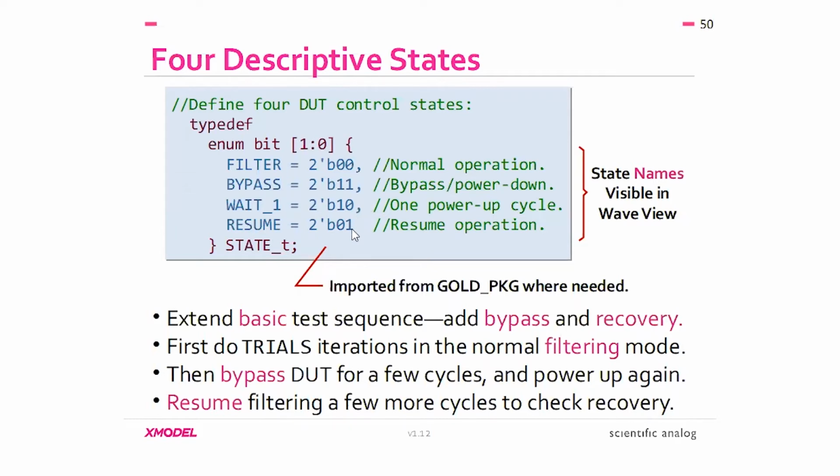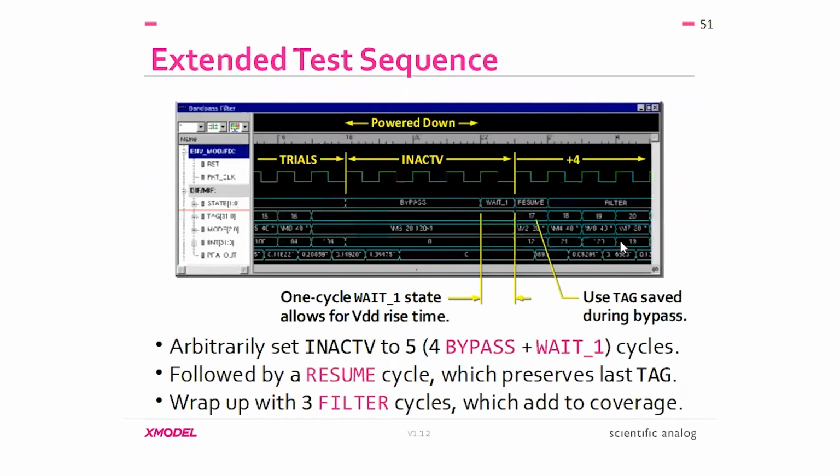We then resume normal operation, and the only difference between the resume state and filter is that resume knows the last packet tag used during the trials, and instead of renumbering the tags starting from 1, it continues from there. We found this made the code much more understandable, and the state names, of course, will be visible in simulated wave view.